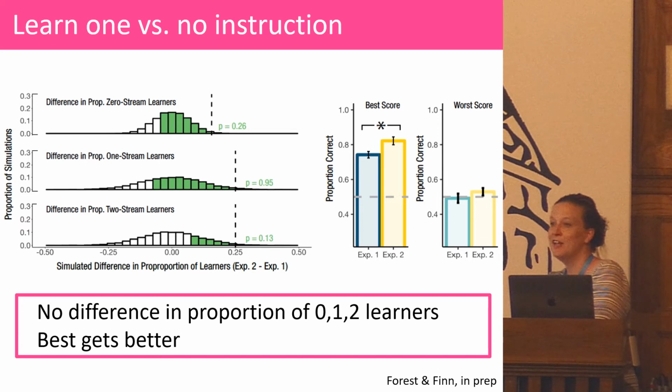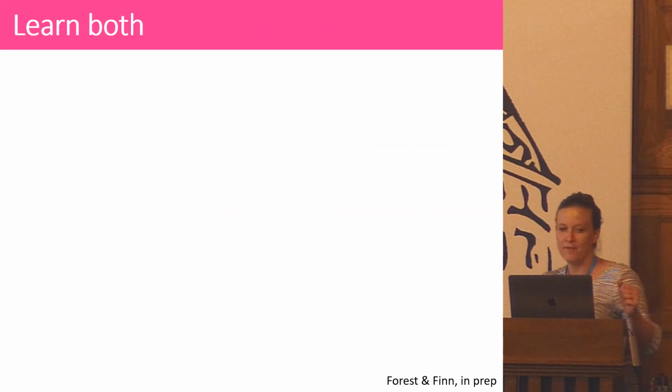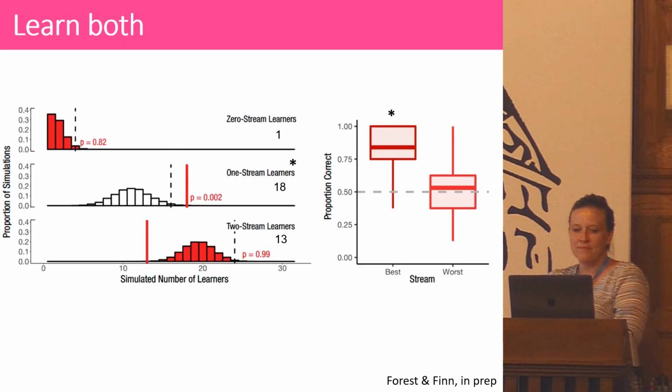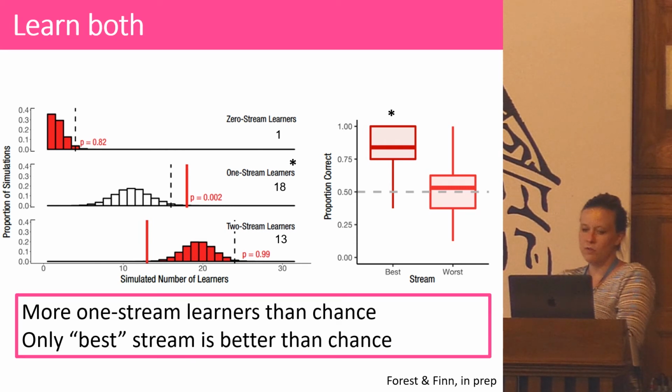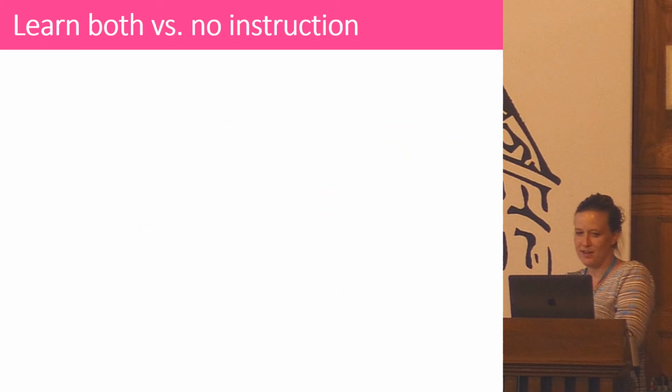Maybe that's not surprising. We didn't tell them to learn both streams. Cool. So let's tell them to learn both. Hey participants, there's color and there's shape. Learn both. So what we find there, again, we only have evidence to reject the null for the 1-stream learners. When we look at the best and the worst test, they're only above chance on their best test. So there's more 1-stream learners than chance, and only the best stream is better than chance.